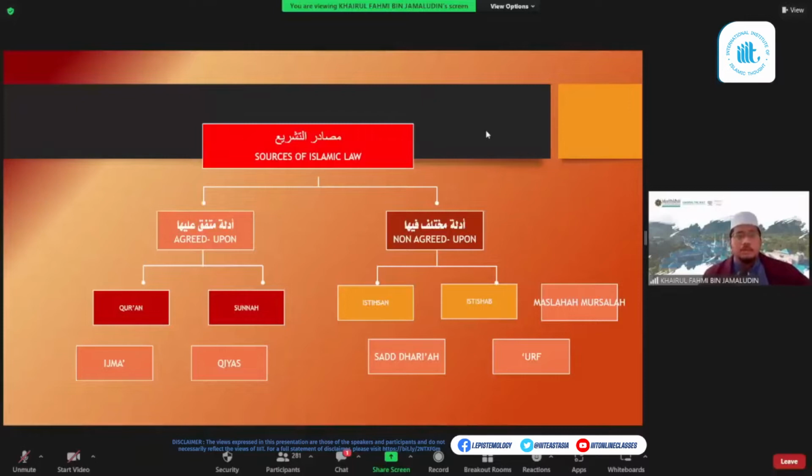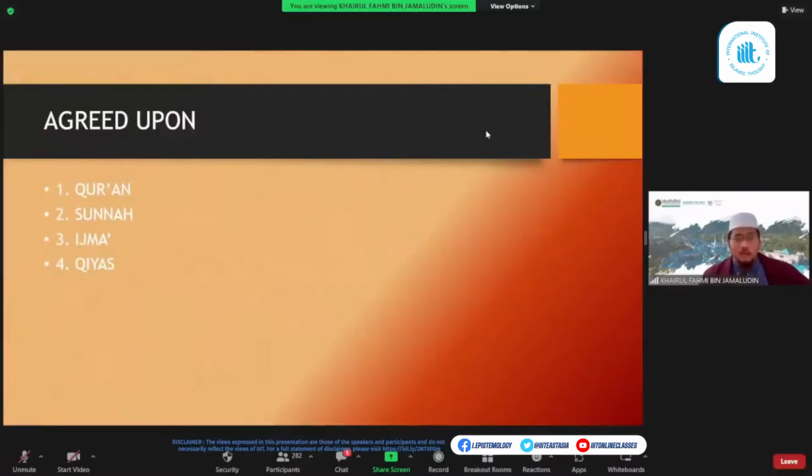So, agreed upon sources. Basically we have 4 agreed upon sources. These are the sources that are agreed by all scholars, all Muslim scholars, which consist of Quran, Sunnah, Ijma' and Qiyas. Basically all madhabs will use these 4 sources. First we're going to look into the Quran.